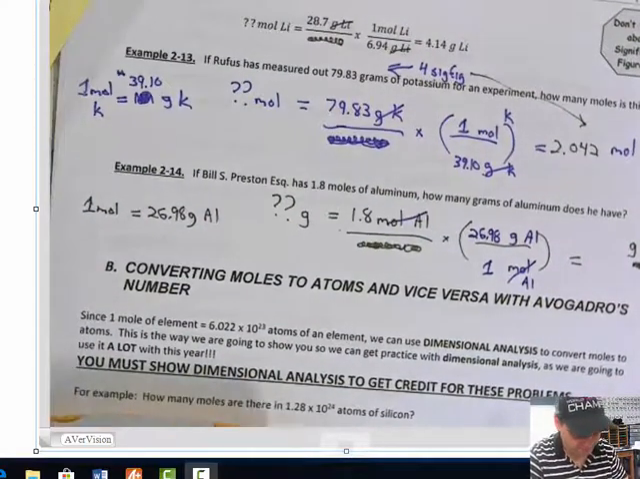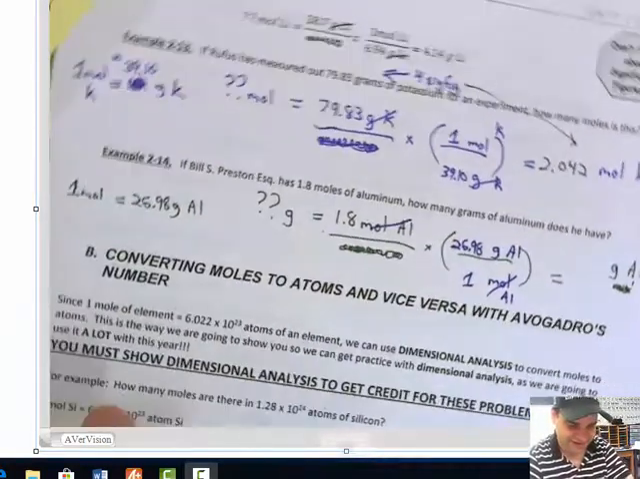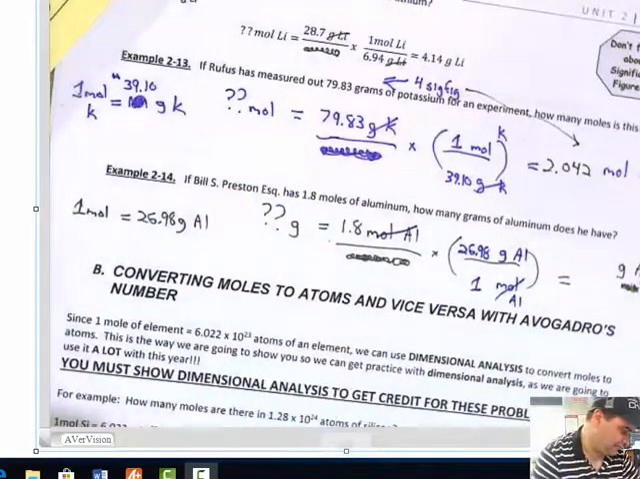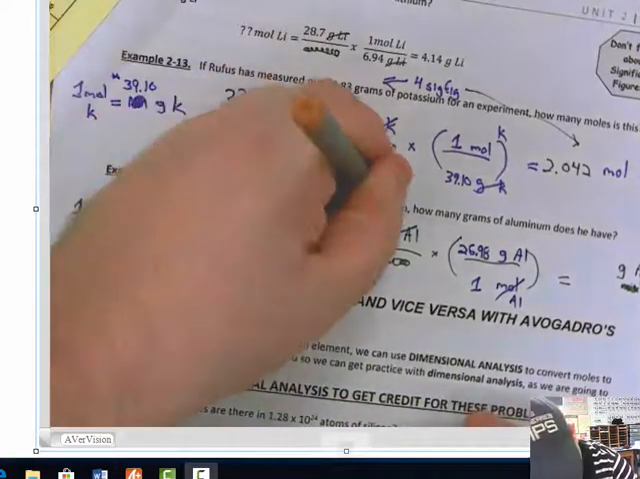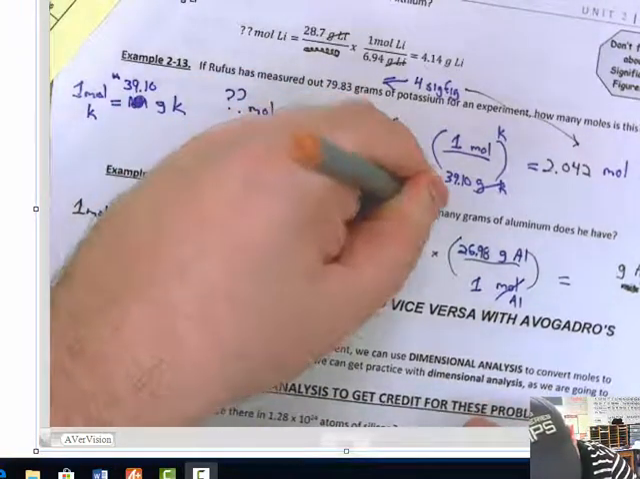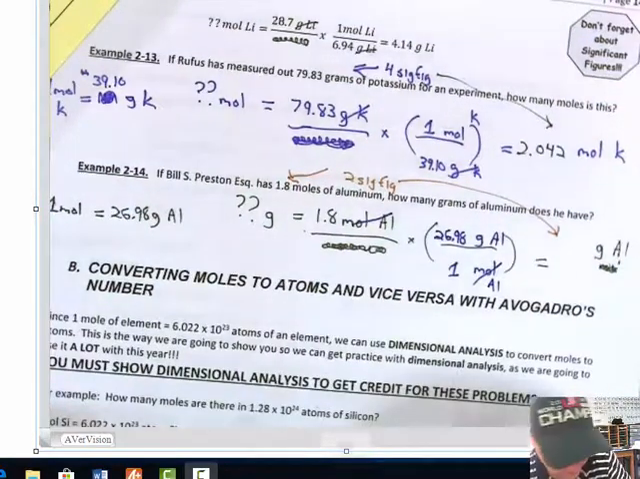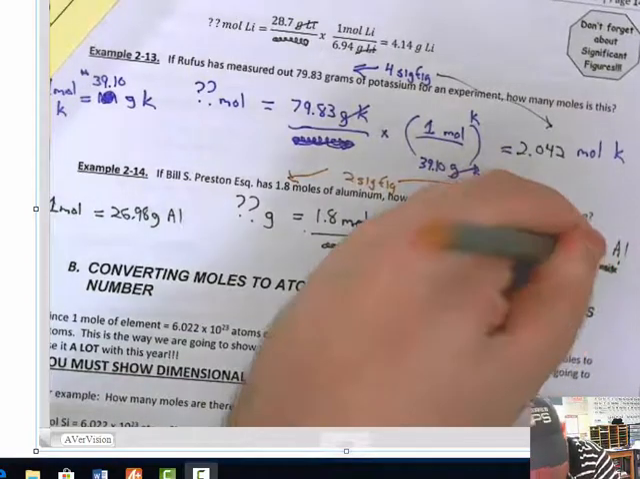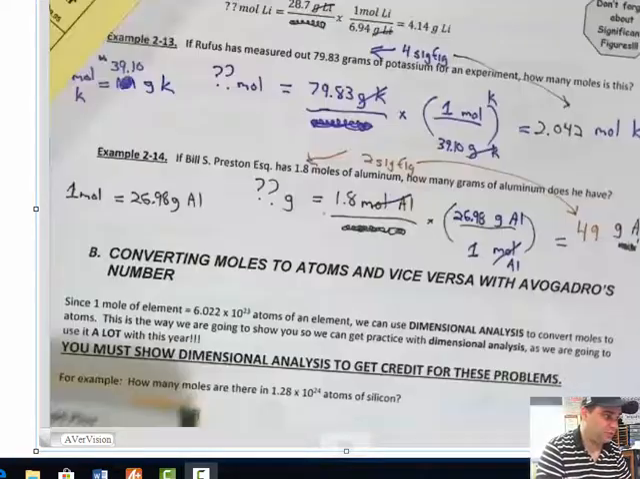So this is 1.8 times 26.98. Here's the fun part again: significant figures. This number has 2 sig figs, so my answer should have 2 sig figs. So I got an answer of 49 grams of aluminum, because it says 48.5 on the calculator.